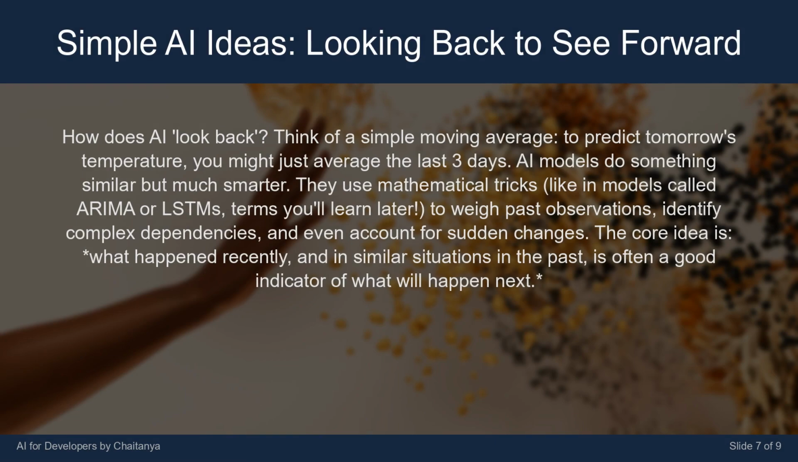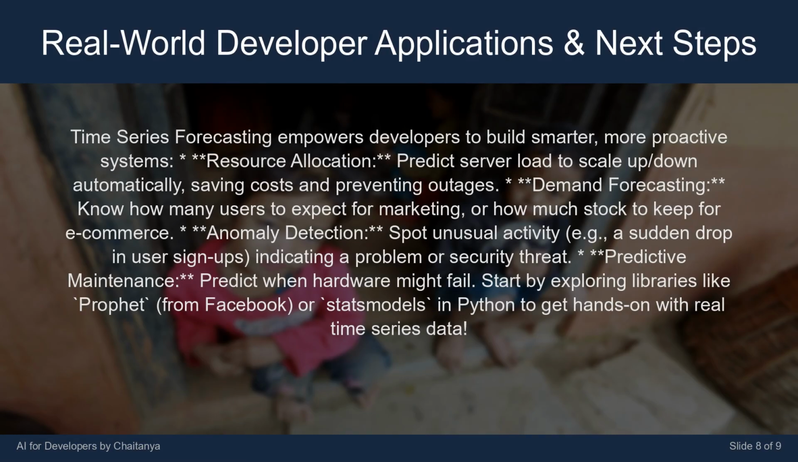How does AI look back? Think of a simple moving average. To predict tomorrow's temperature, you might just average the last 3 days. AI models do something similar but much smarter. They use mathematical tricks, like in models called ARIMA or LSTMs, terms you'll learn later, to weigh past observations, identify complex dependencies, and even account for sudden changes. The core idea is, what happened recently, and in similar situations in the past, is often a good indicator of what will happen next. Time series forecasting empowers developers to build smarter, more proactive systems.